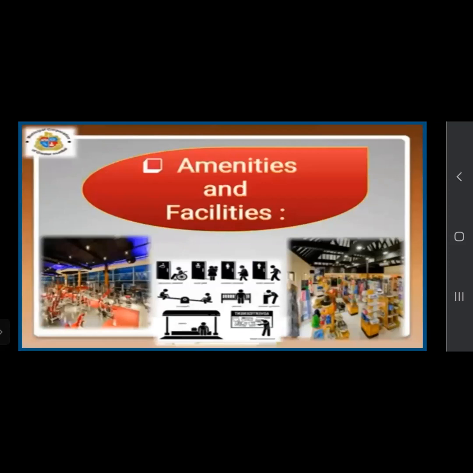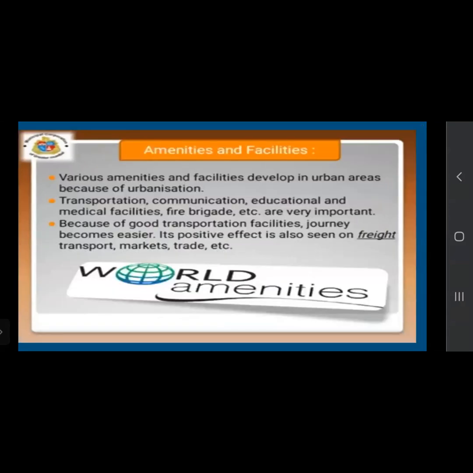Amenities and facilities. Okay, so these are the effects of urbanization. Many amenities and facilities are also provided. We will see various amenities and facilities developed in urban areas because of urbanization. So many amenities and facilities are given in urban areas. Why? Because of urbanization. So you can find the difference in providing facilities to the cities.